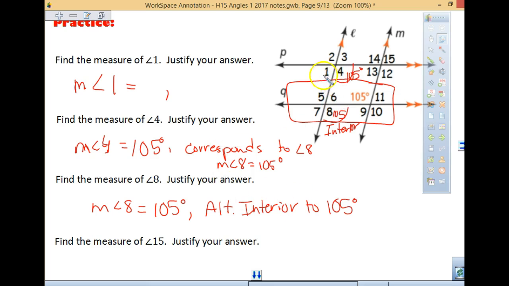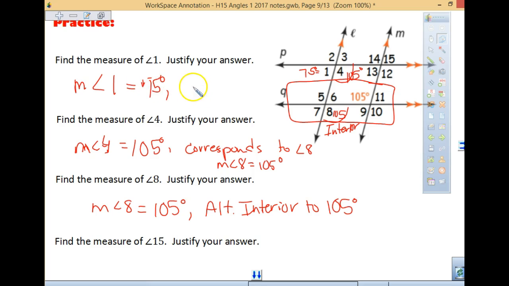Maddie, what do we know about angle 4 and angle 1 together? They have to total how many degrees? They're along that straight line. Look back in your notes, the very first thing we did. Have to be how much? Thank you, Grace. 180. So what does angle 1 have to be? 75 degrees, right? Angle 1 has to be 75 degrees.